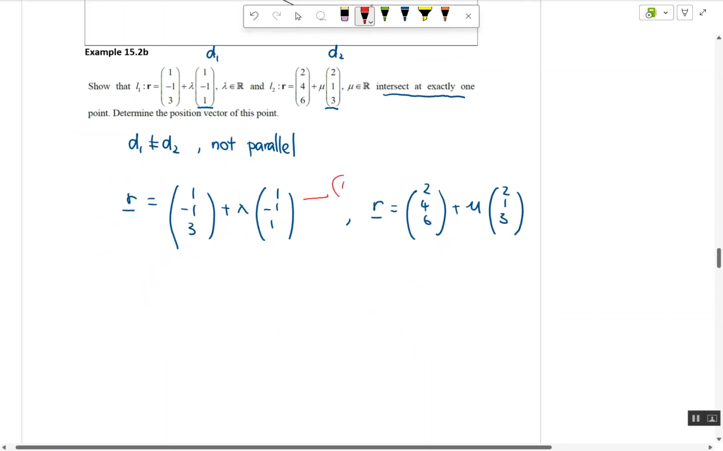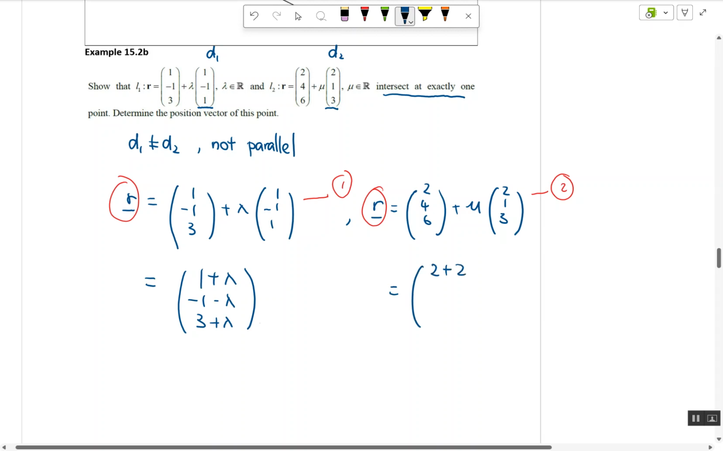We have to solve a simultaneous equation, but how to equate them? All the r's are always the same. You can always put it in. Before we put it in, let's write it together like this: (1 plus lambda, -1 minus lambda, 3 plus lambda). Then the other one would be (2 plus 2 mu, 4 plus mu, 6 plus 3 mu).